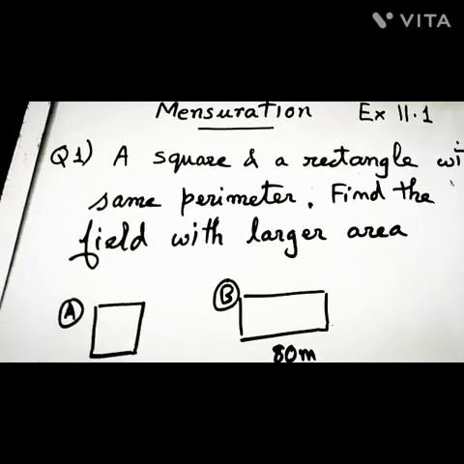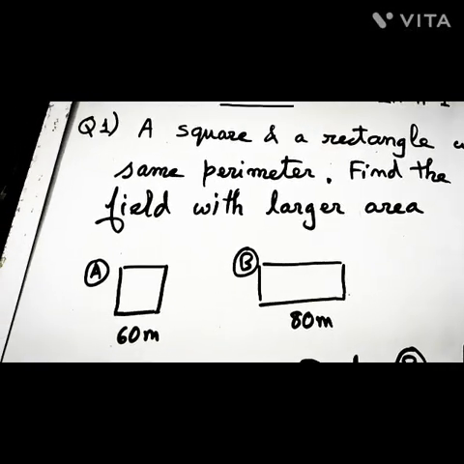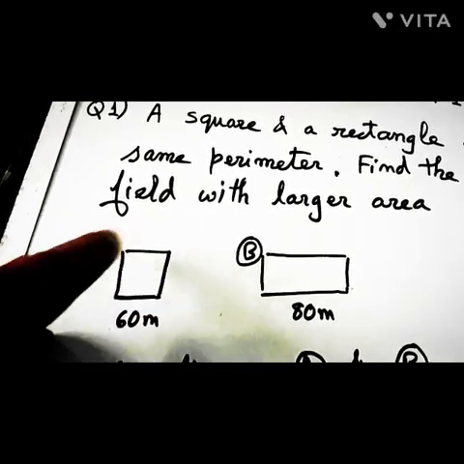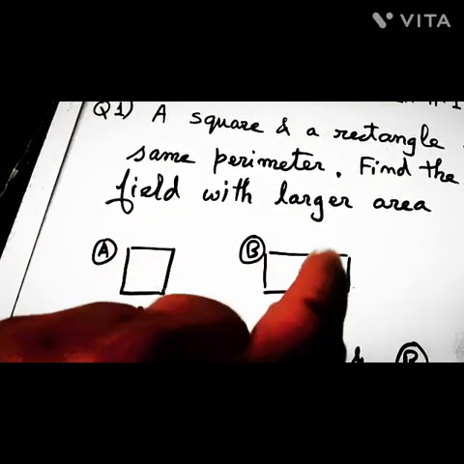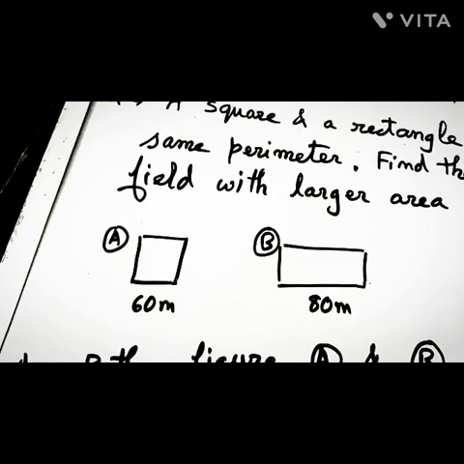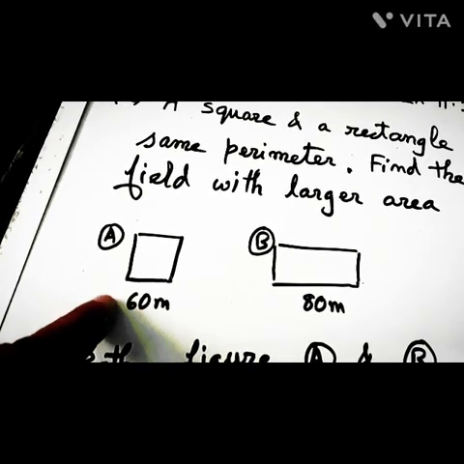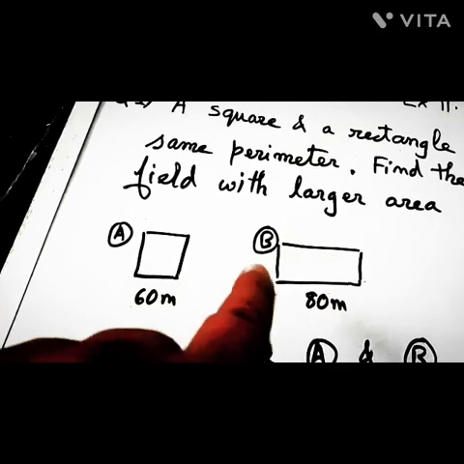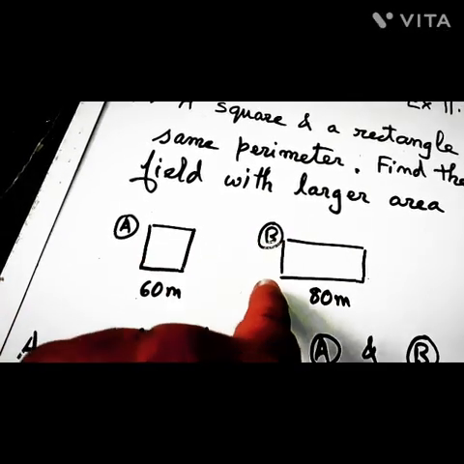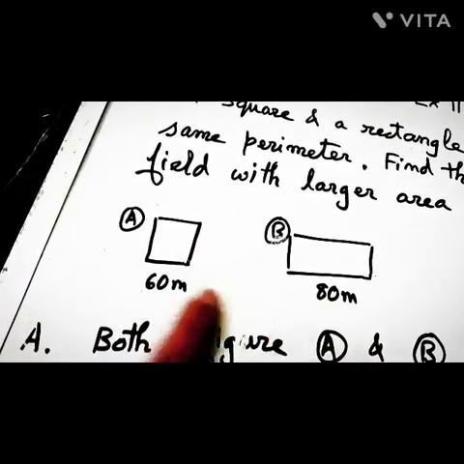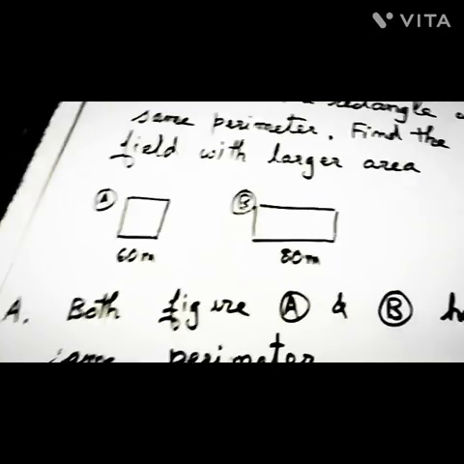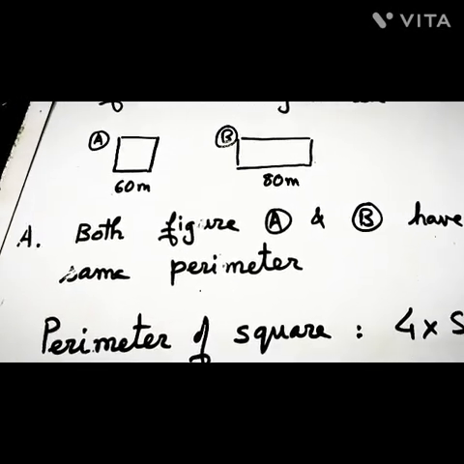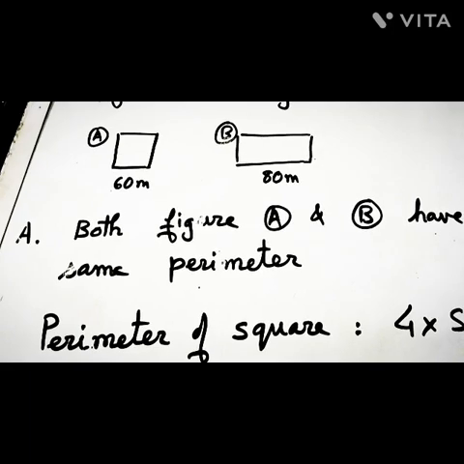So we need to find which has the larger area. Area is the surface covered by the four walls. Here what we have been given is the length. Length of the square is 60 meter. Length of the rectangle is 80 meters. So we need to find out the breadth of the rectangle to get the area. Now, as we have got from the question that both figure A and B have the same perimeter.